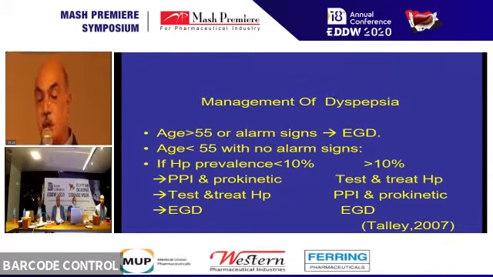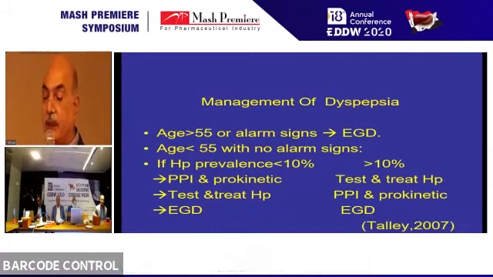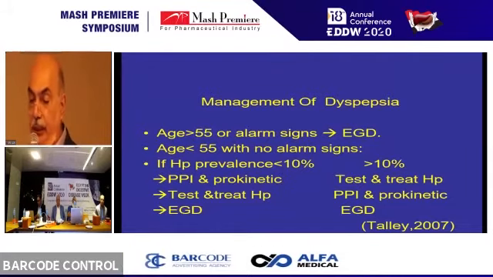On the contrary, if you have an area with high prevalence of H. pylori, you start with test and treat for H. pylori, then PPI and prokinetics, and lastly, endoscopy.